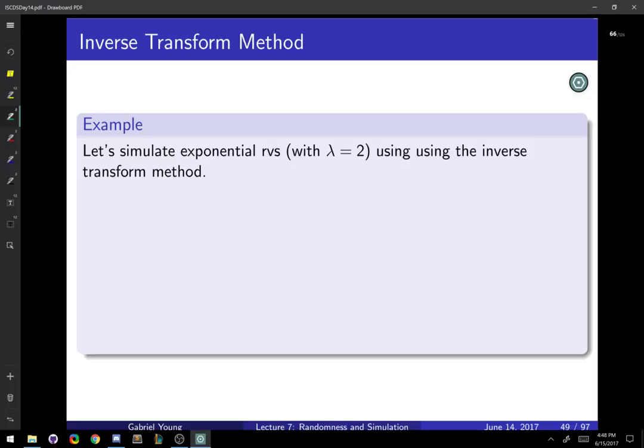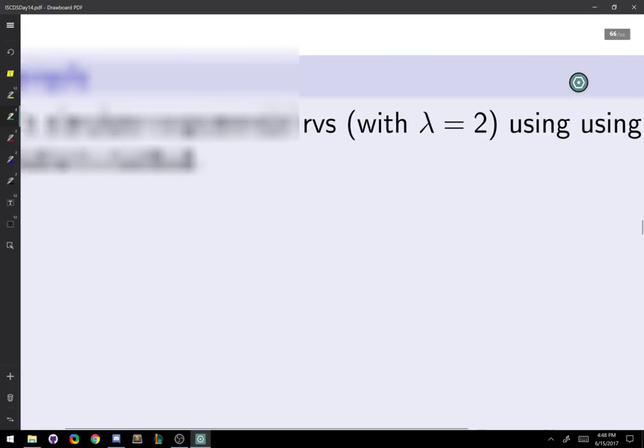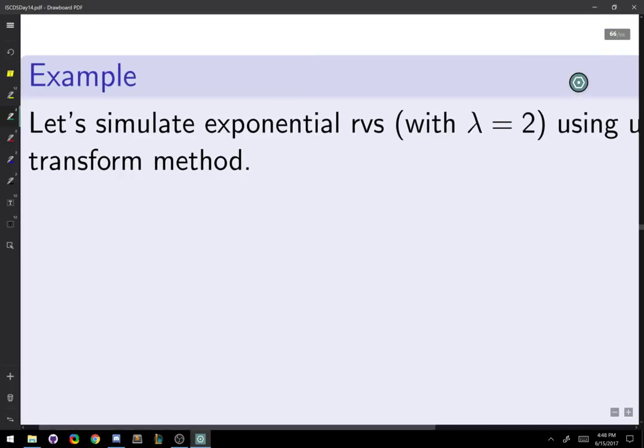Recall there's a rate parameter and there's also a scale parameter for the exponential. I don't know how you were taught. There's two ways to parameterize an exponential. One of them is lambda e to the negative lambda x, for x greater than 0. The other way is 1 over beta e to the negative 1 over beta x, for x greater than 0.